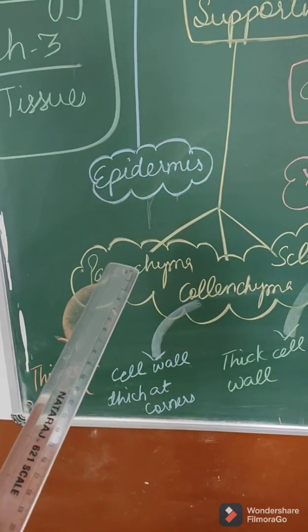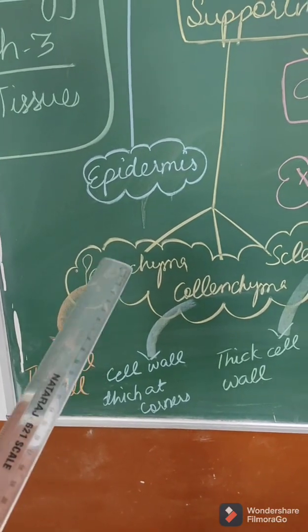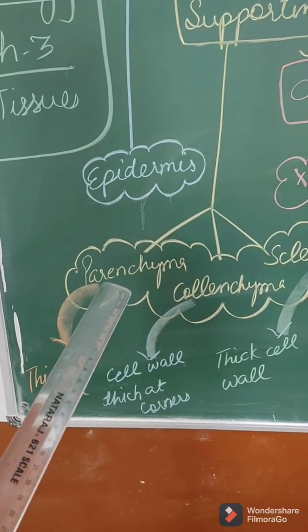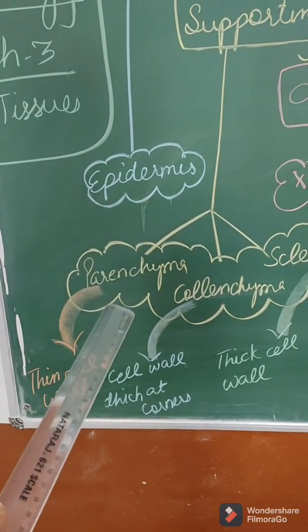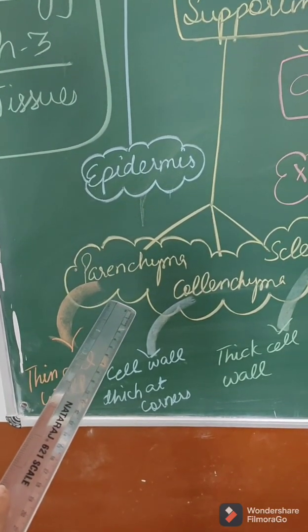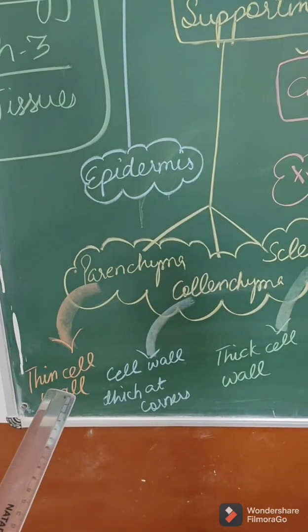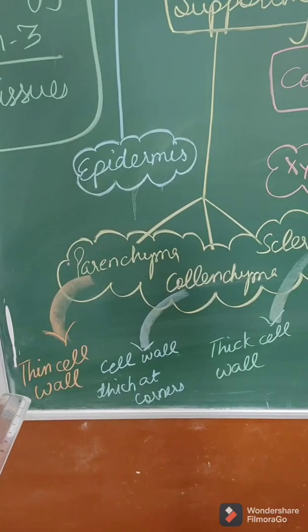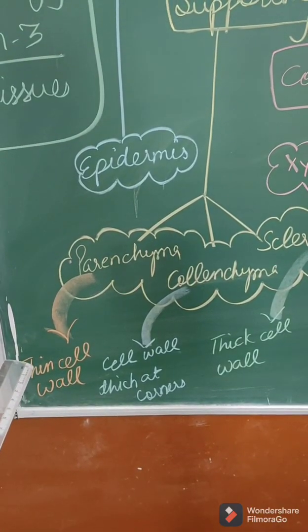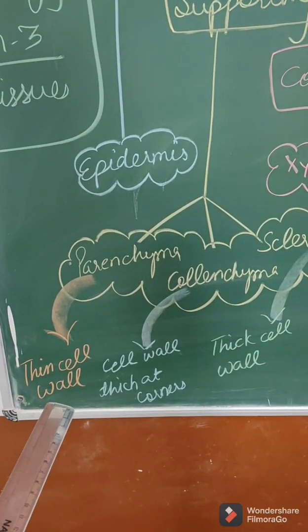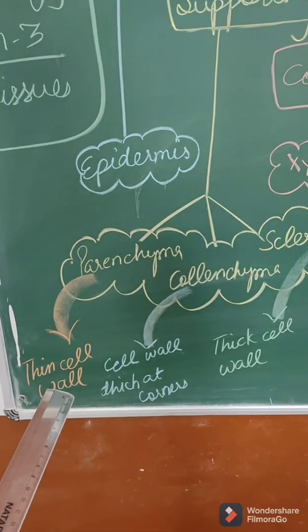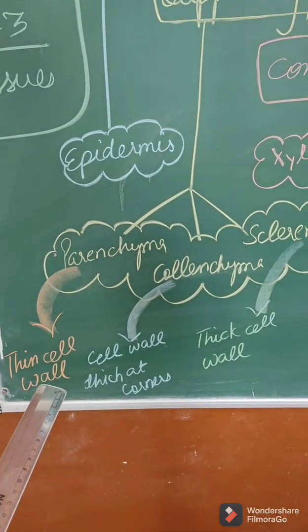Parenchyma. So what is special about parenchyma? These are living cells. Usually they store the food, right? If we talk about their structure, their cell wall is very thin. And these cells are compactly packed without any intercellular space.